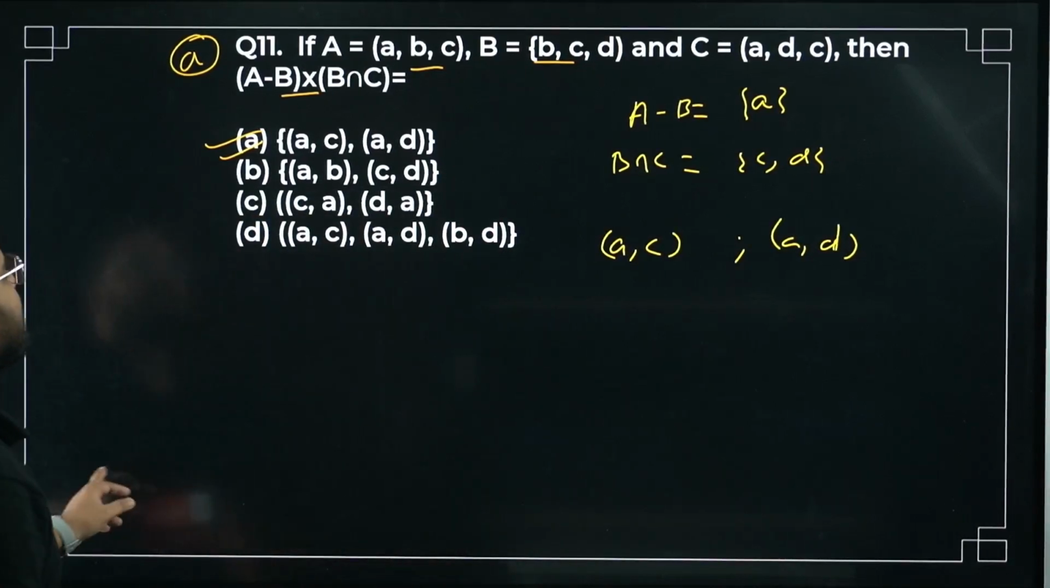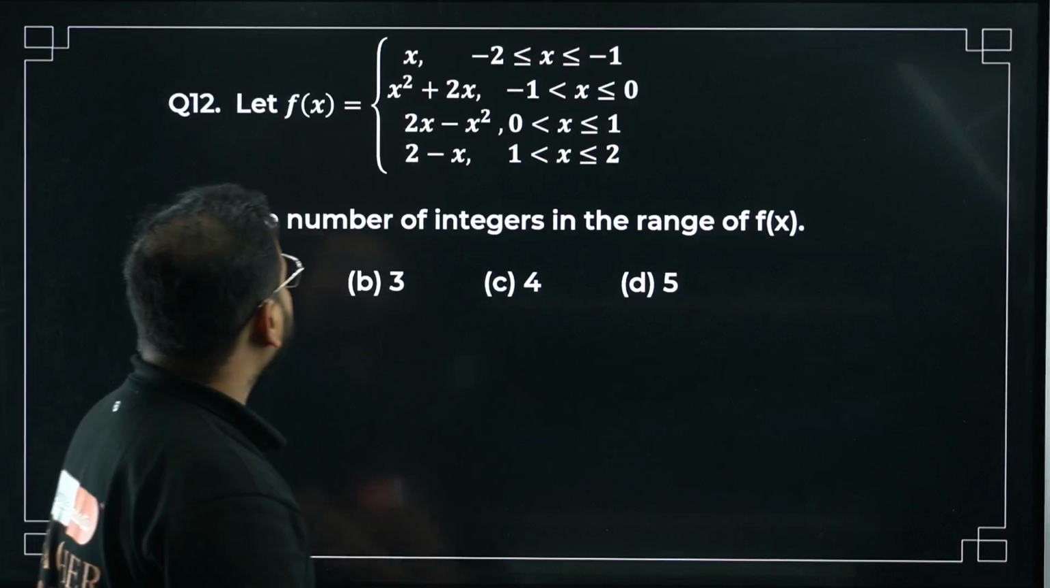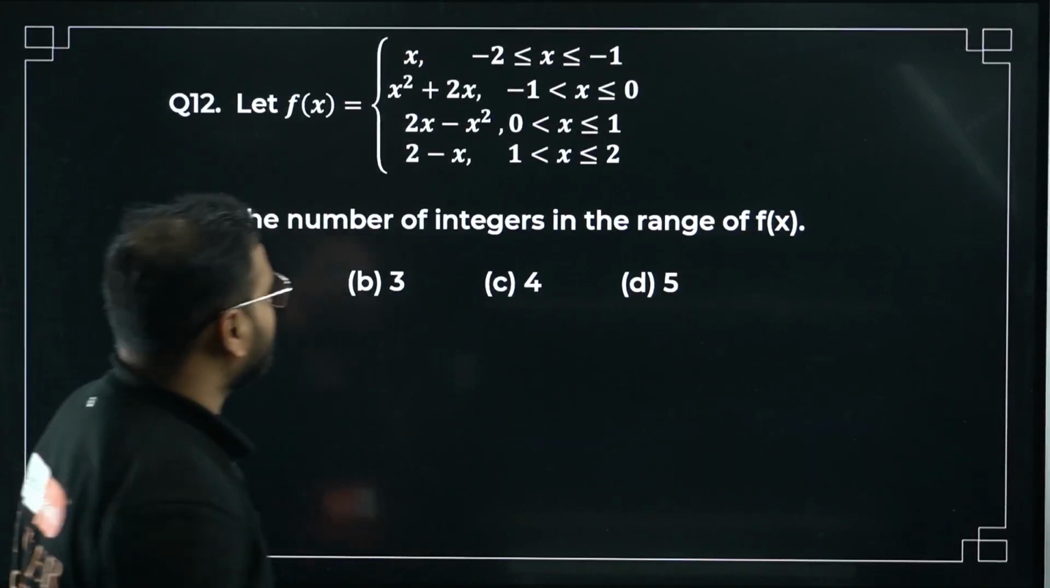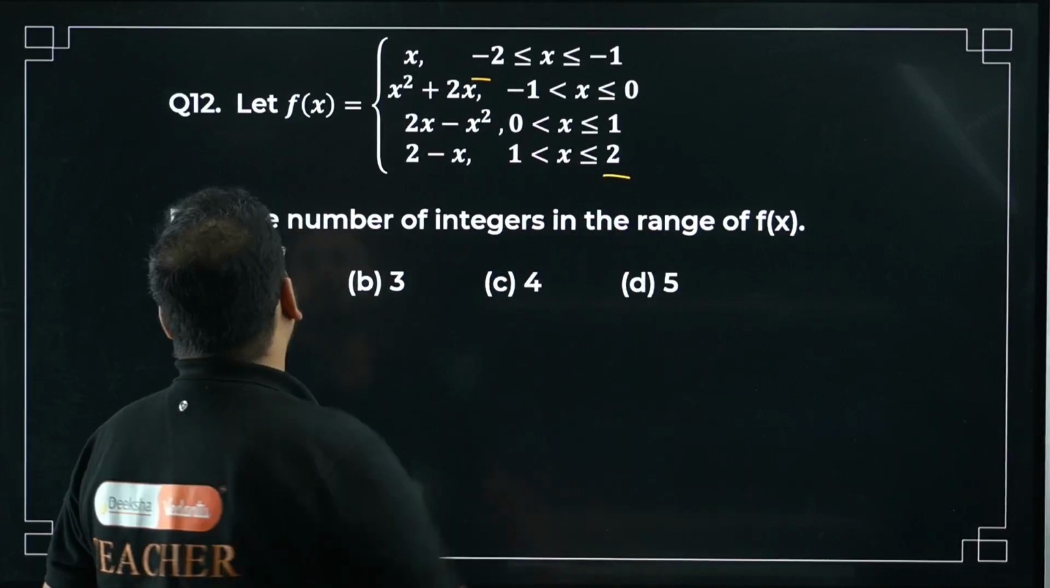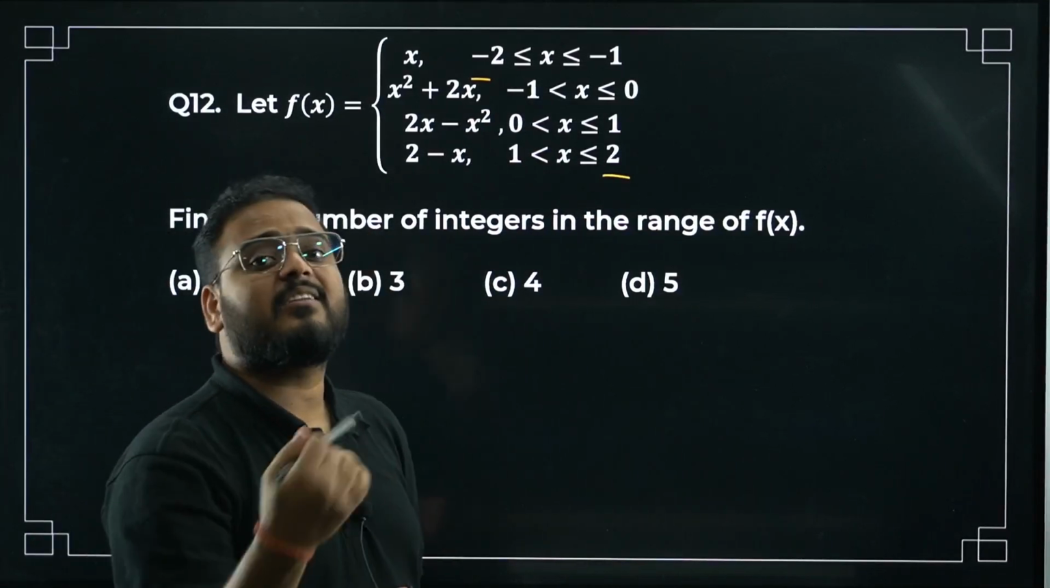Question number 11 is done. Moving to question number 12. Tenth is also done, eleventh is done. The twelfth one: the given function is like this for different branches from minus 2 to 2. Find the number of integers in the range of f(x). Basically, in the range, find the integral values of y.